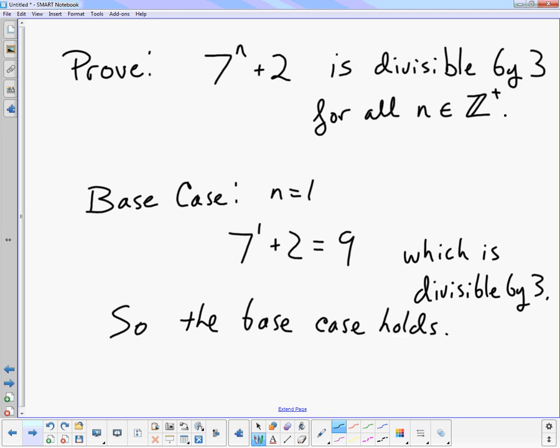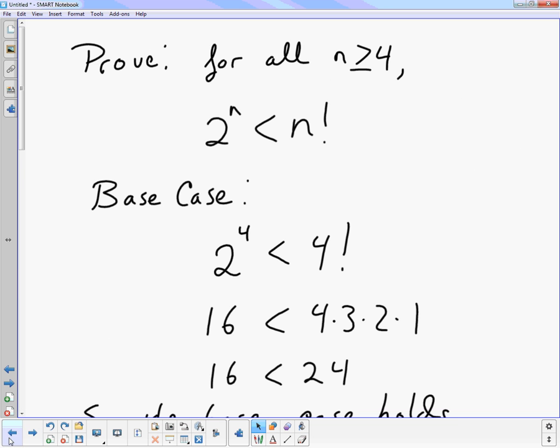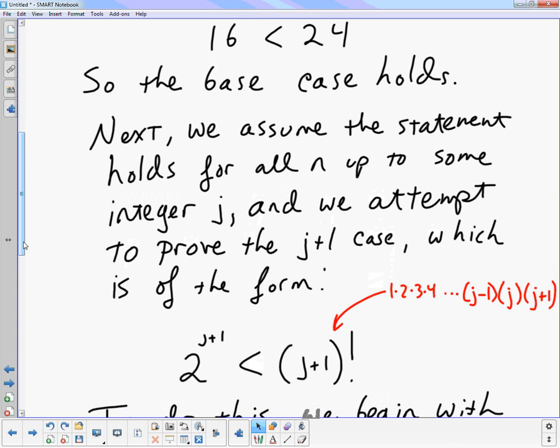Plug in 2 and see what happens. I mean, you know, see if it's really true. Convince yourself that it's true. If you don't believe it, then when n is 2, 49 plus 2, 51, and 51 is divisible by 3, right? Okay. So now you don't have to write it, I guess, but you just need to have it.